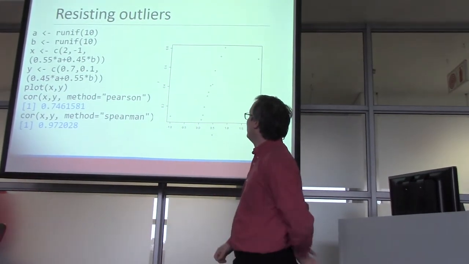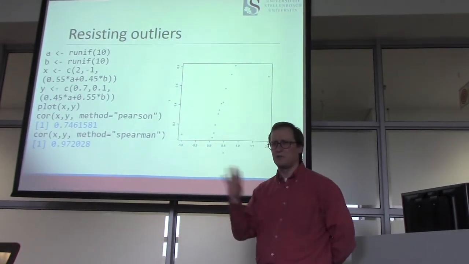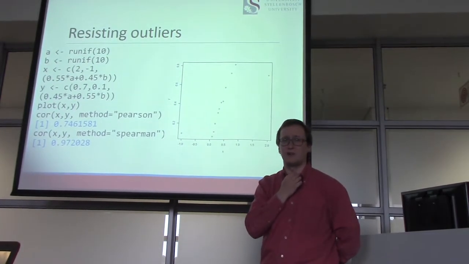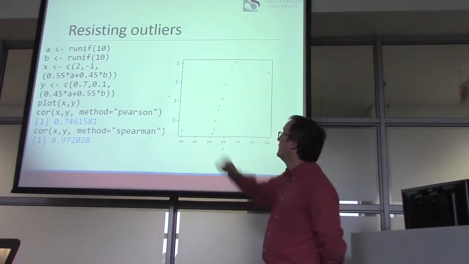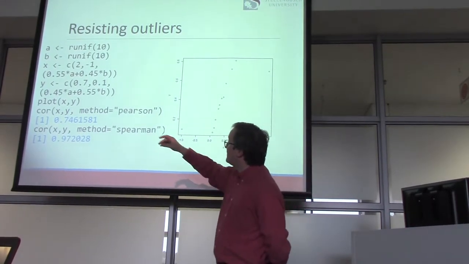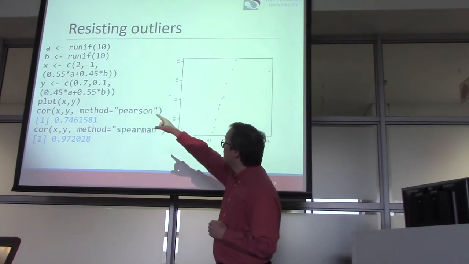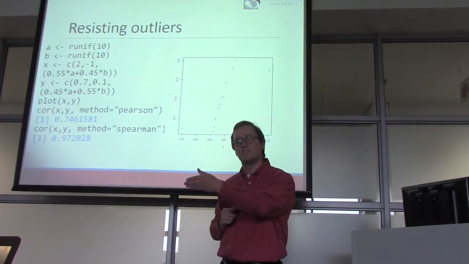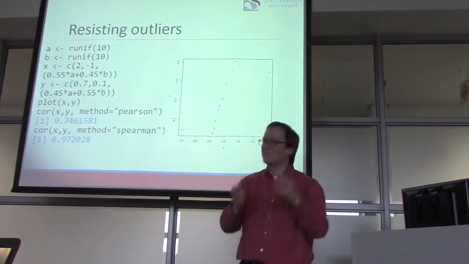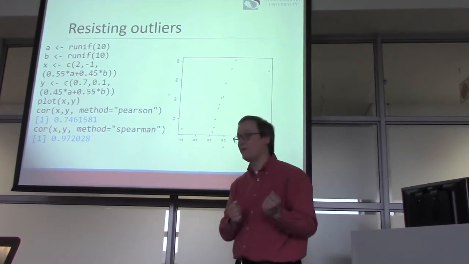Okay. Now, resisting outliers. Now, I had to be a little funky here. I'm going to try to parse through the code a little bit. So I start with two vectors 10 items long. So 10 A values, 10 B values, both uniformly distributed. Now, I still have that bit where I'm weighting the two vectors against each other. You can see that X puts a slightly stronger emphasis on A, 55% versus 45%. Y puts a slightly stronger emphasis on B than on A, 55% versus 45%.